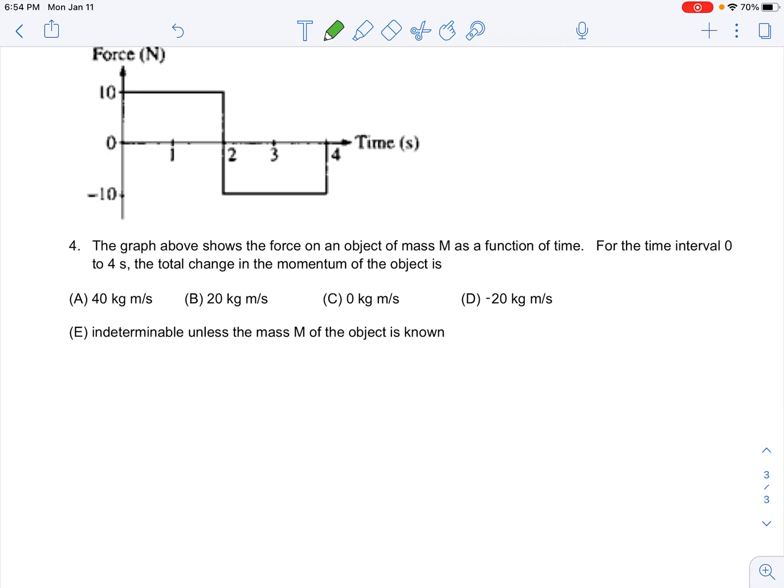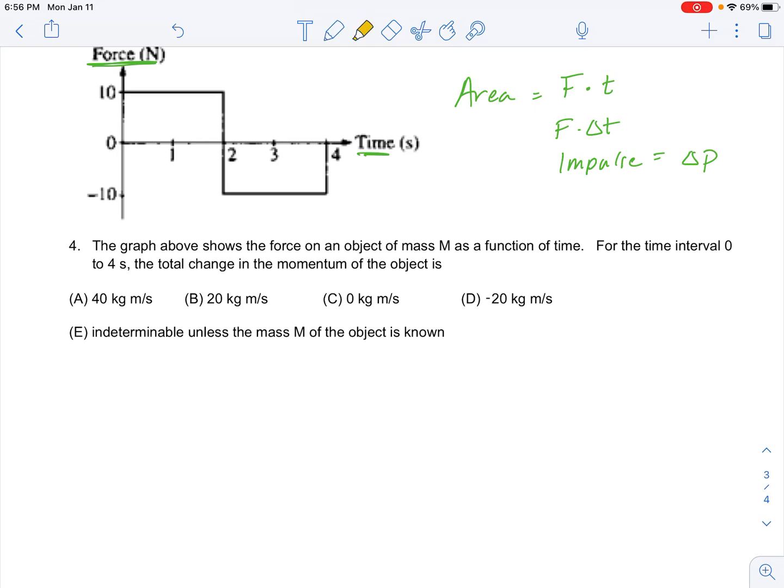Okay, number 4. The graph above shows the force on an object of mass m as a function of time. For the time interval 0 to 4 seconds, the total change in momentum of the object is what? Okay, so let's take a look at this. This is a force versus time graph. The area of a force versus time graph would be equal to force times time, and what we've just learned is that that value is impulse, and it's also equal to change in momentum.